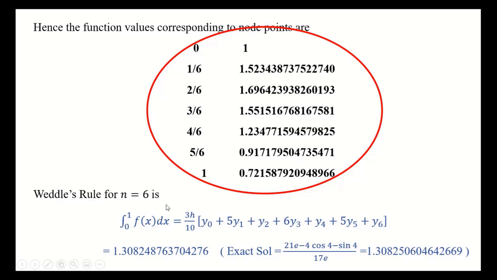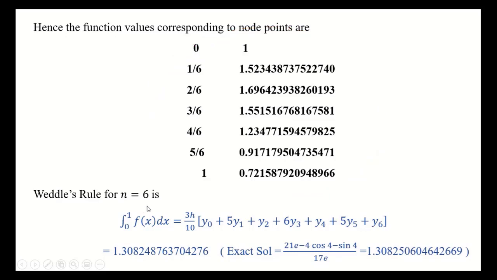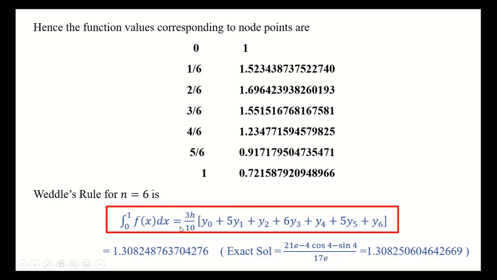So first of all we will construct Weddle's formula for n is equal to 6, and this is the formula: integral 0 to 1 f of x dx is equal to 3h by 10 [y0 plus 5y1 plus y2 plus 6y3 plus y4 plus 5y5 plus y6]. So this is the formula for n is equal to 6.